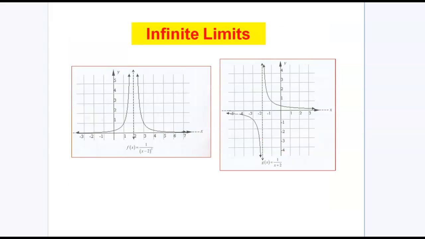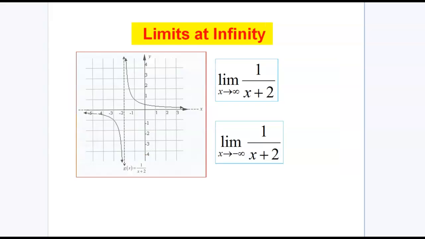Okay, looking at infinite limits. Okay, so let's take a look at this graph. And we're asking you, what is the limit as x approaches infinity? Well, as x approaches infinity, that means the graph is going further and further to the right. So as this graph goes further and further to the right, the y value is getting smaller and smaller, and it's approaching 0. As x goes to -infinity, that means as I go further and further to the left, well, the graph is getting higher and higher to the x-axis. It's also approaching 0.